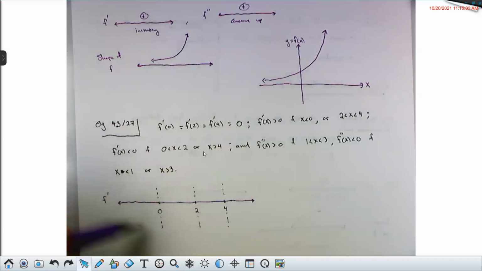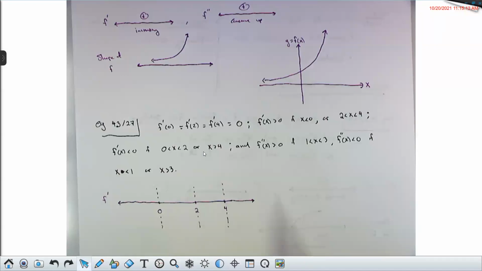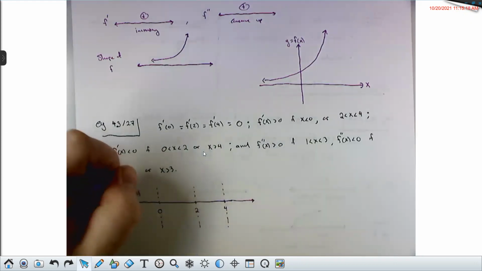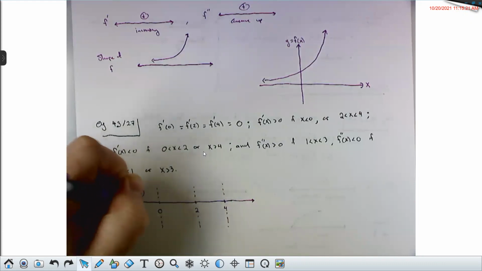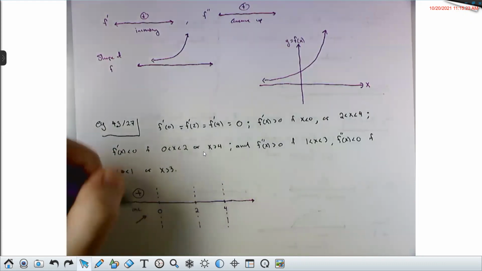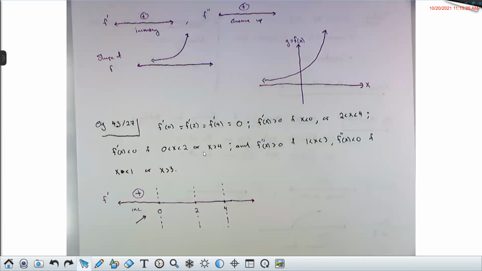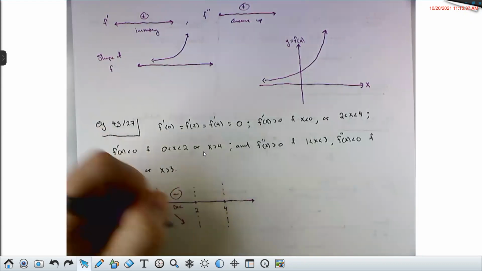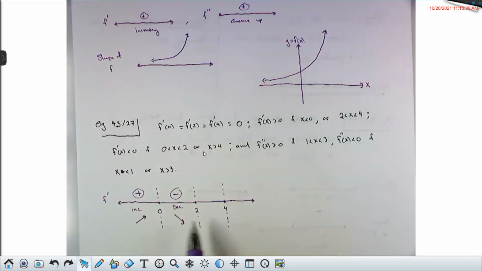In this first region, is f prime positive or negative? Positive, right? They told me f prime is greater than 0 if x is less than 0. So if x is less than 0, that's over here. So we're increasing and going uphill. What about between 0 and 2? Negative, right? They said f prime of x is less than 0 if x is between 0 and 2. So we're going to be decreasing in here. I'll arrow down.